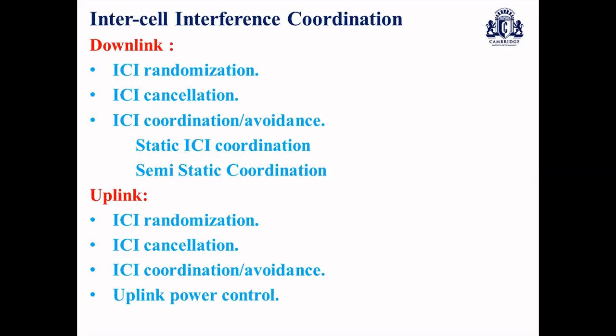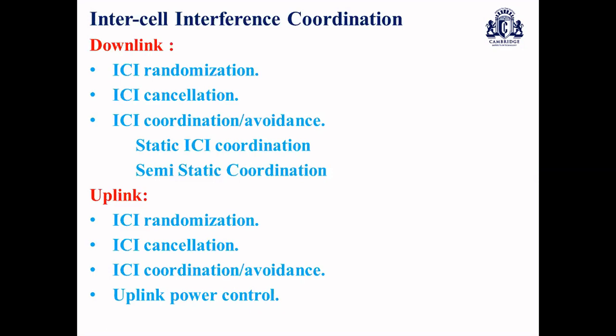The practical issues with CoMP transmission are the dynamic ICI coordination, as well as inter-eNodeB signaling, which must be supported with efficient downlink and reference signal design aspects. So these are the things that come with ICI mitigation in the downlink.